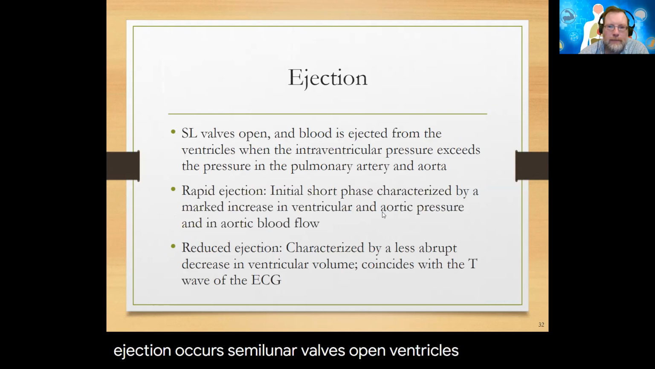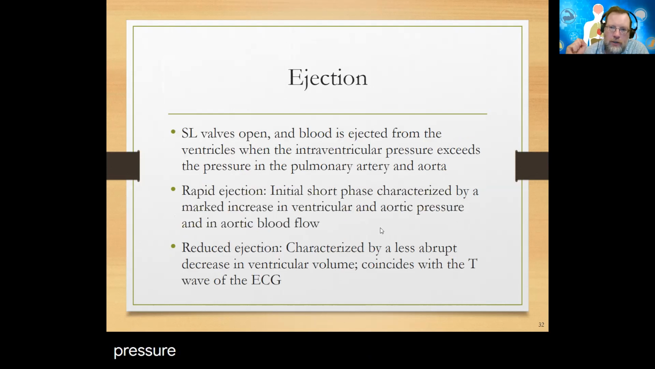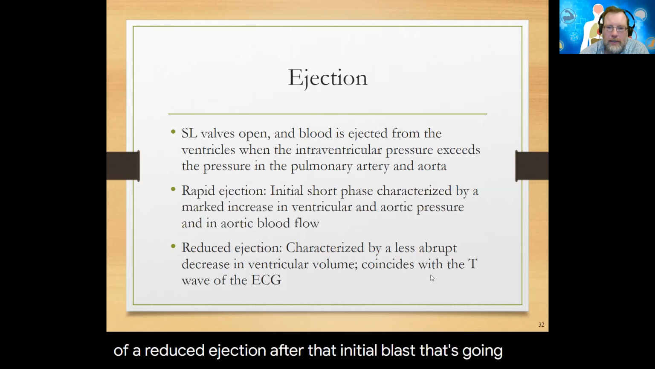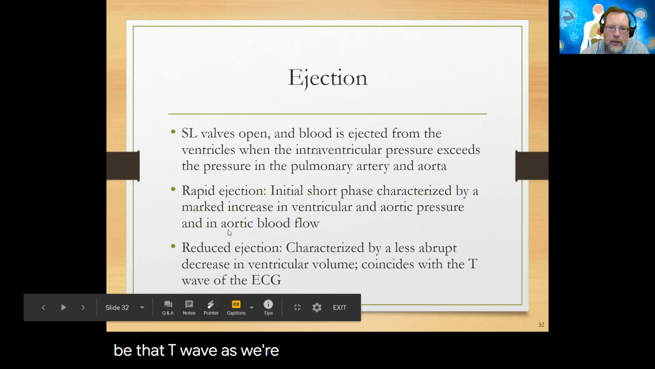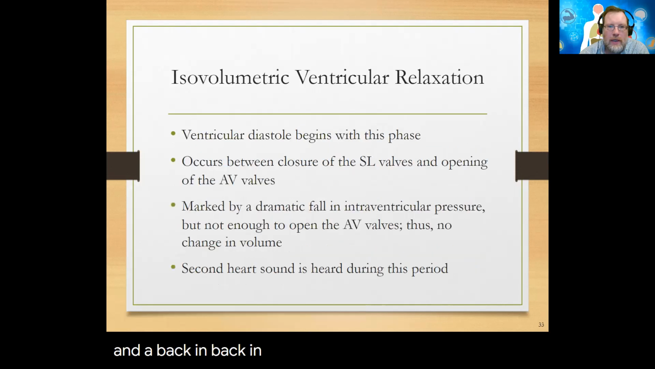Ventricular pressure exceeds the pressure in, for instance, the aorta or the pulmonary artery. So with the increase in ventricular and aortic pressure and aortic blood flow, all this overcoming the pressure causes the blood to be ejected. And then we get a little bit of reduced ejection after that initial blast. That's going to be that T wave as we're repolarizing and getting everything back into reset mode.